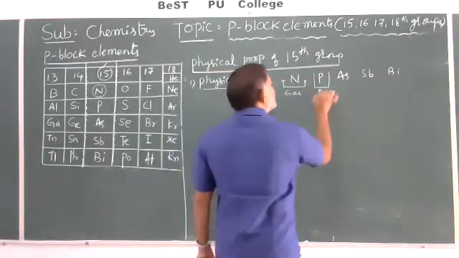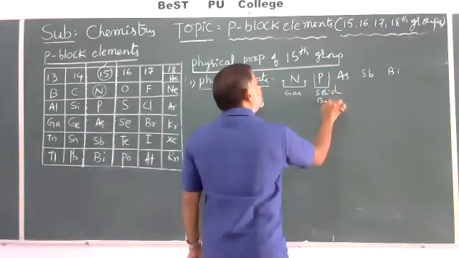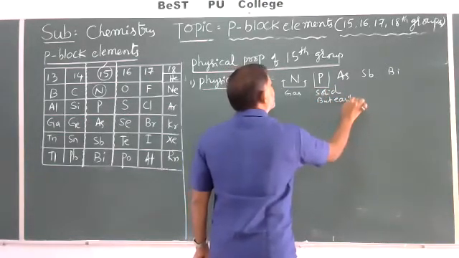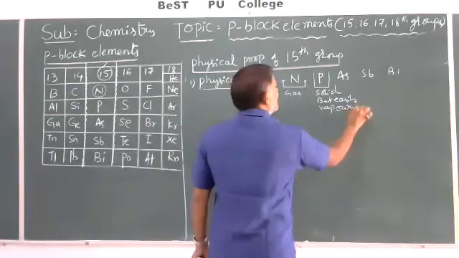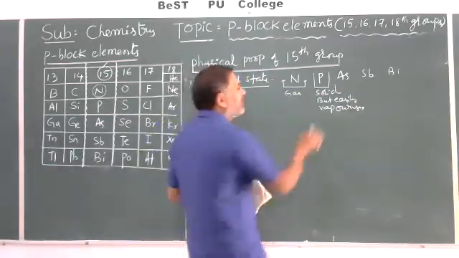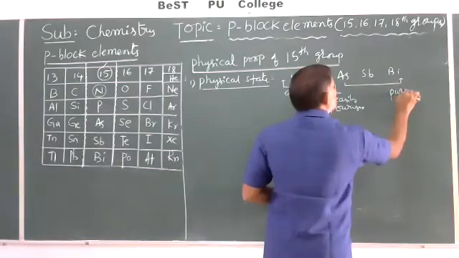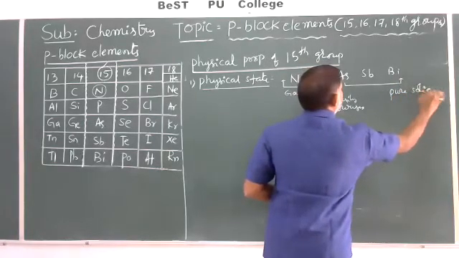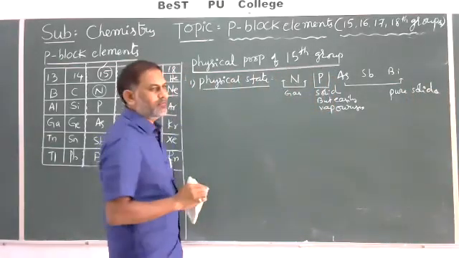Phosphorus is a solid, but at room temperature it easily vaporizes. Arsenic, antimony, and bismuth are pure solids at room temperature. Clear. Physical state is clear.